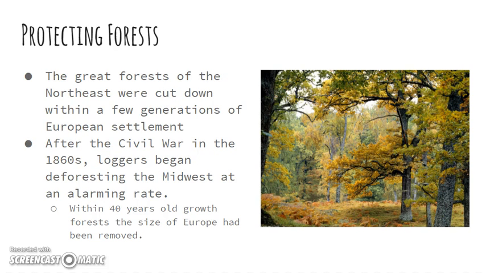So the first thing that we noticed is we needed to protect our forests. When we first got over here and settlements came, we had these great forests in the Northeast. Now these really aren't here anymore. They were cut down within the first couple generations of our European settlement because they needed shelter. They needed things that the forest could provide for them. And so the Europeans cut these down. And so we got rid of these really gorgeous old world forests.